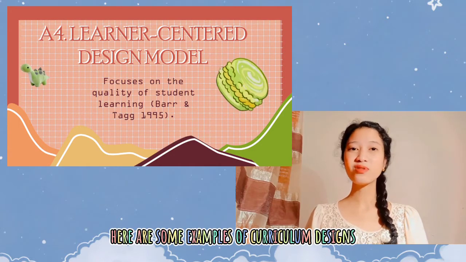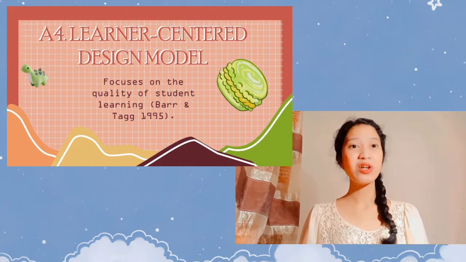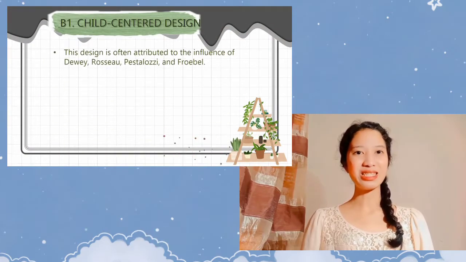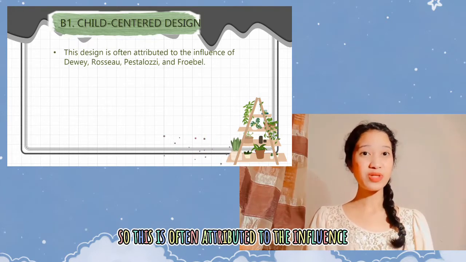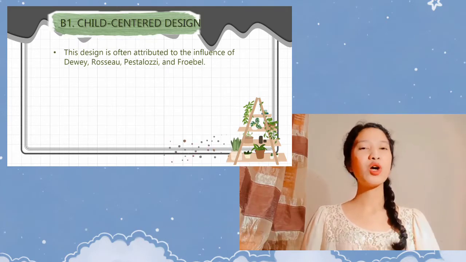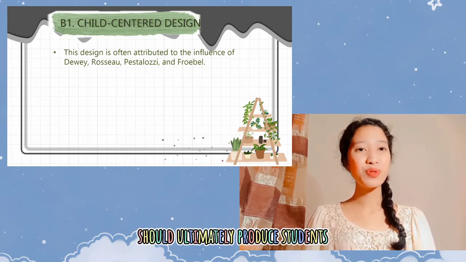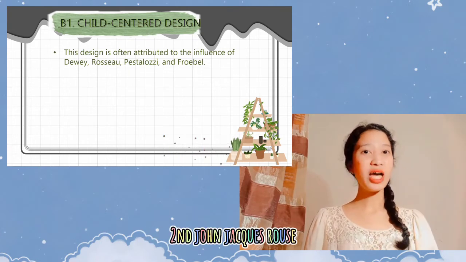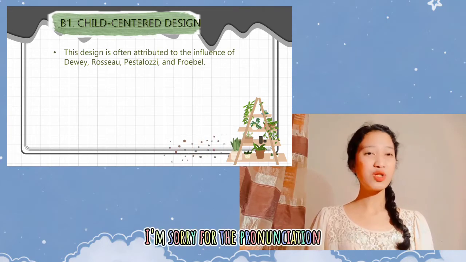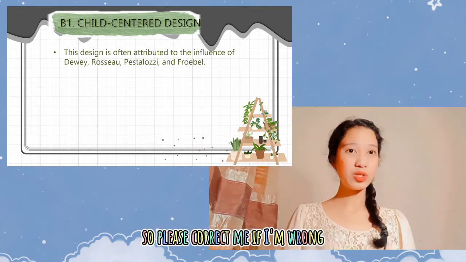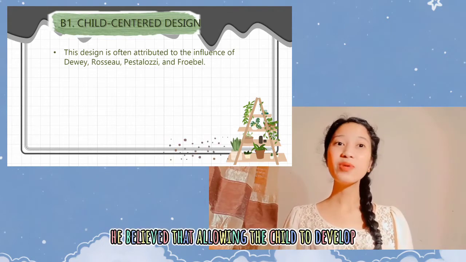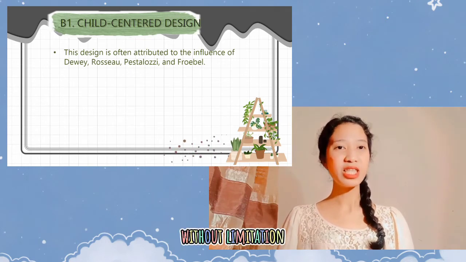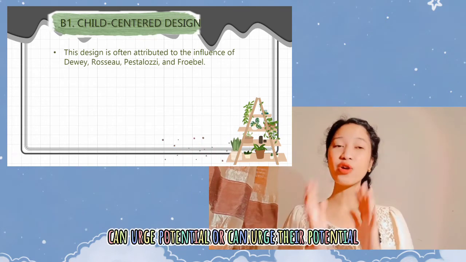Here are some examples of curriculum designs which are considered learner-centered. The first one is the child-centered design. So, this is often attributed to the influence of John Dewey. First, who believes that curriculum should ultimately produce students who would be able to deal effectively with the modern world. Second, Jean-Jacques Rousseau. I'm sorry for the pronunciation, I am not sure about that, so please correct me if I'm wrong. He believed that allowing the child to develop through exposing in society without limitation can urge their potential.